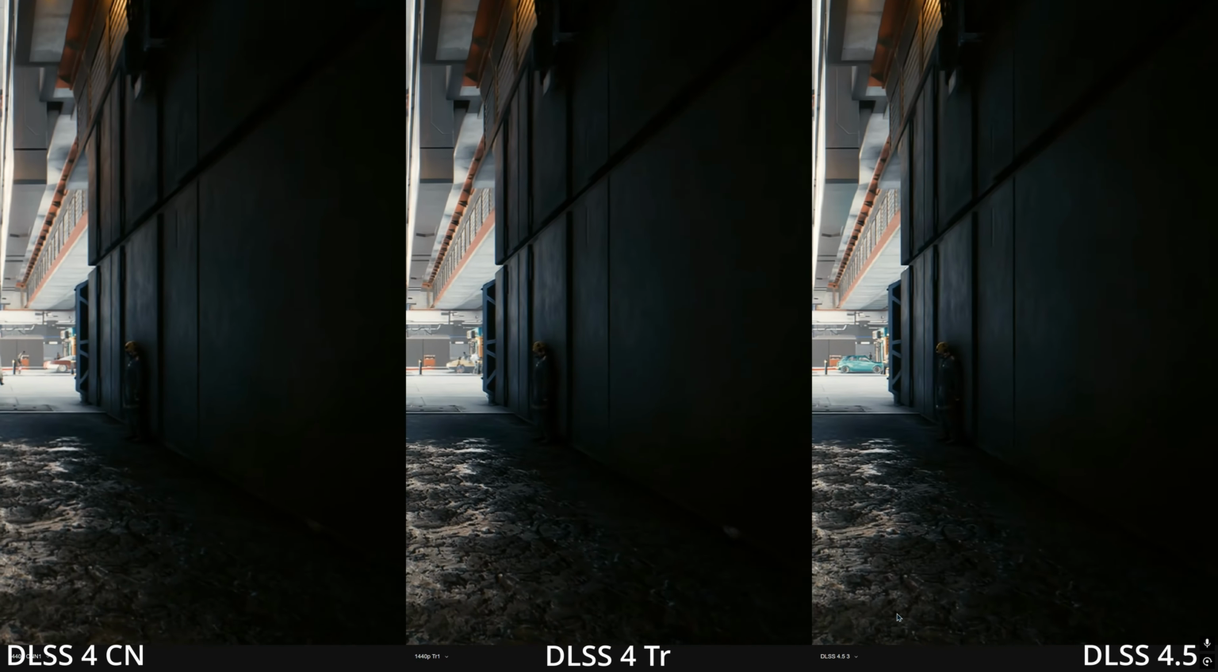DLAA Native offers slightly higher shadow quality than DLSS 4 Performance mode, but the differences are subtle and hard to notice, especially in motion.